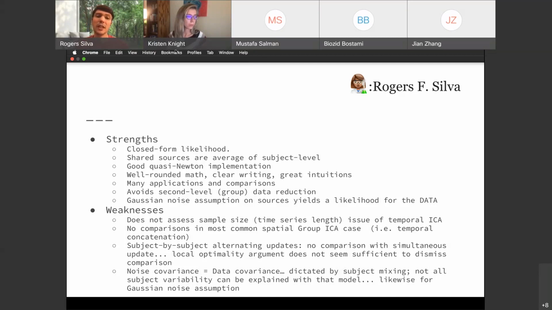Yes, and because they are applying this Gaussian noise assumption on the sources, it gives them the ability to write a closed form likelihood for the data, and that's extremely unusual, let's say, for ICA methods to have. We usually just write the likelihood for the sources and don't actually get to fit a likelihood to the data as you would normally with traditional statistics.